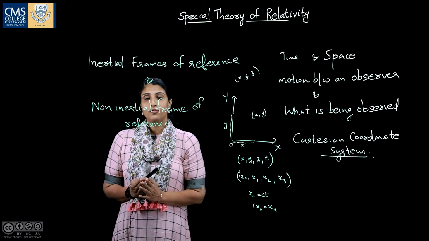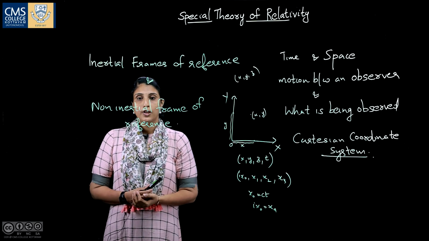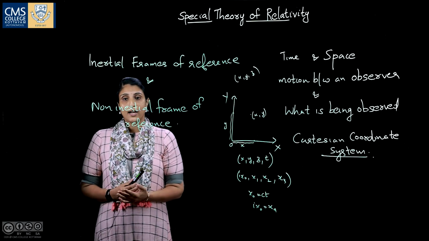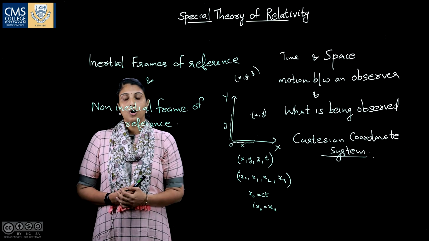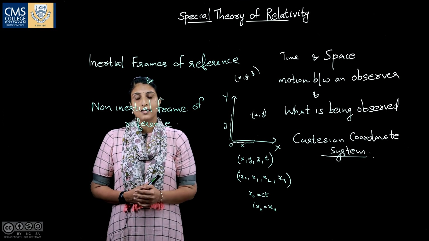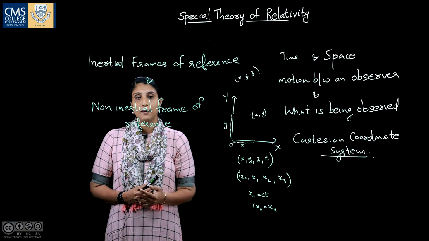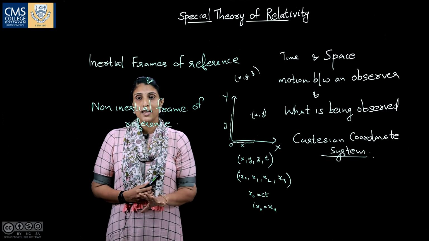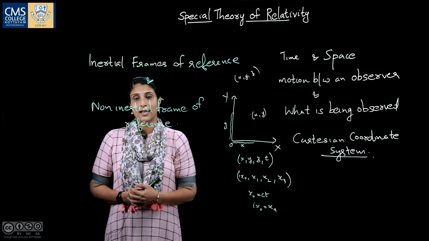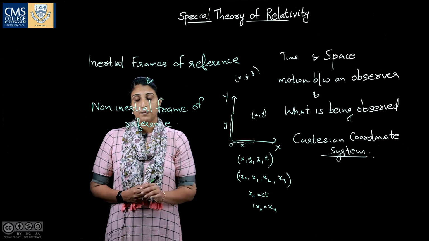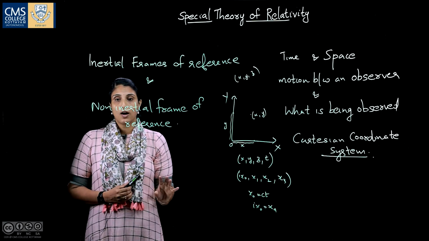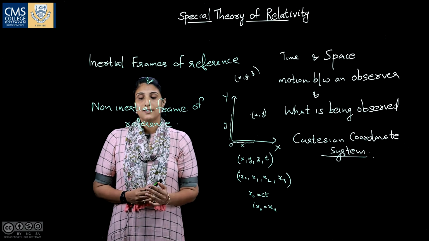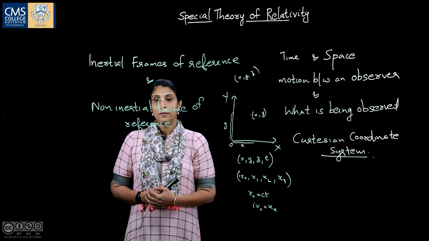An inertial frame of reference is one in which Newton's first law of motion holds good. Every body continues to be in its state of rest or of uniform motion unless acted upon by an external unbalanced force. That is, if an object is at rest, it will remain at rest unless it is acted upon by an external unbalanced force. Suppose an object is moving with a constant velocity, it will move with a constant velocity unless it is acted upon by an external unbalanced force.